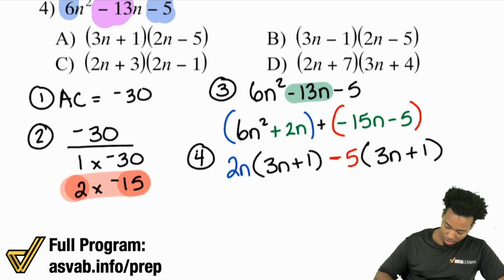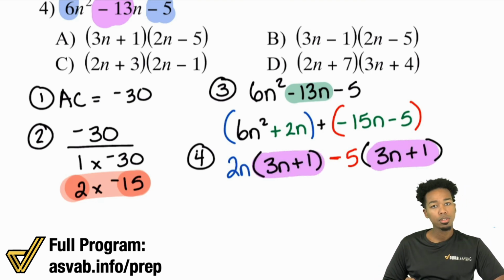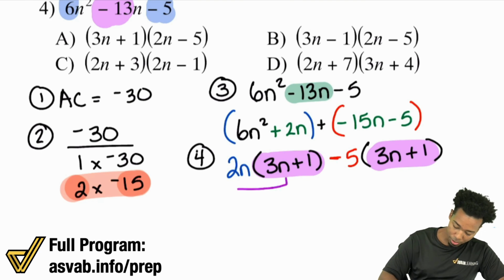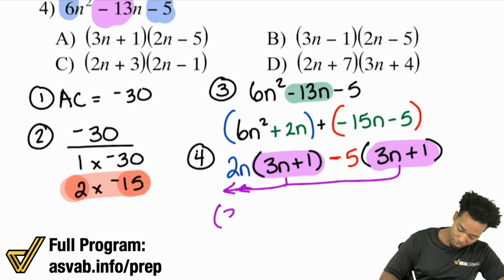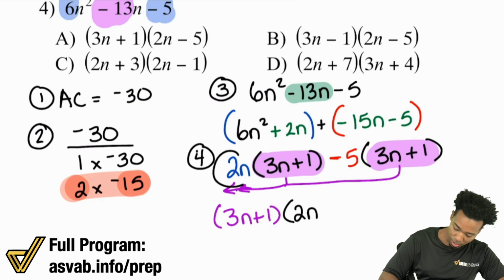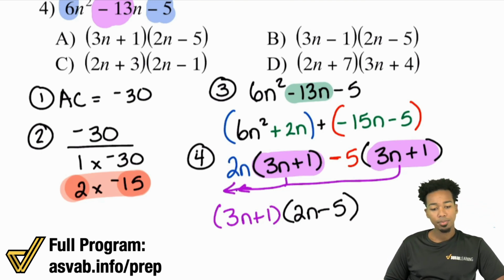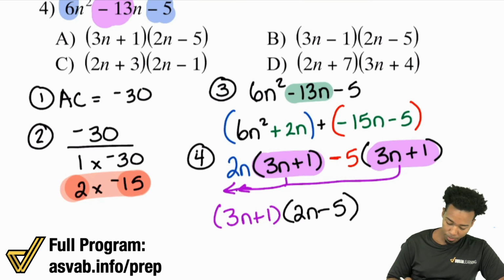We have the groups here, and we have the common factor amongst both terms. So we will pull out the 3n plus 1. We will factor it out. So we will have 3n plus 1 multiplied by 2n minus 5. We have 2n minus 5 left over, and that's what comes out. And so with that said, my math party people, there it is.